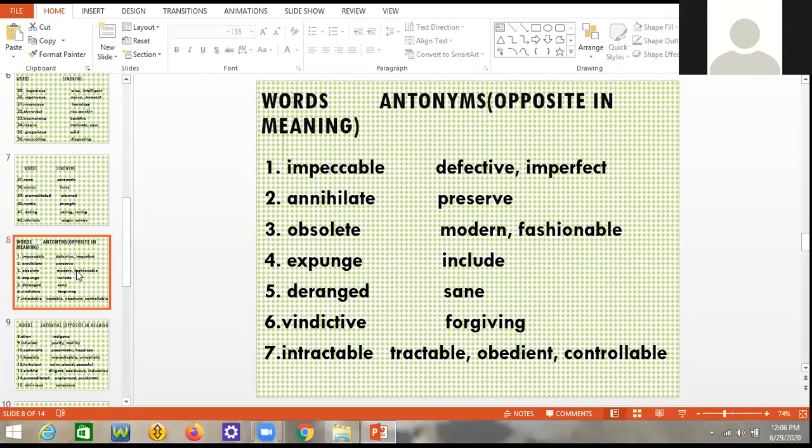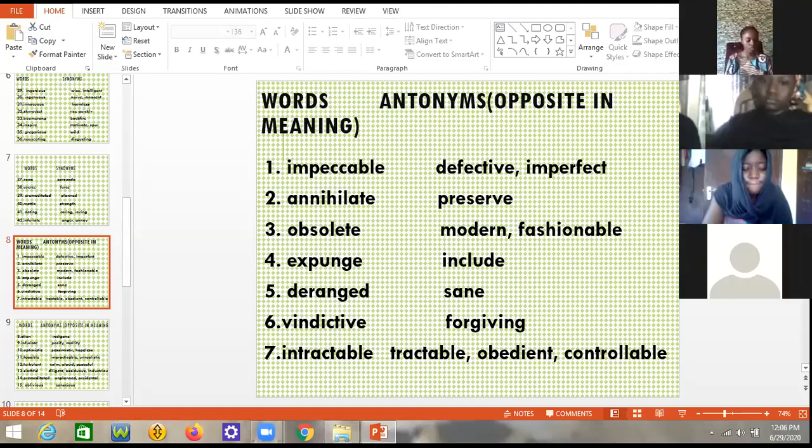So we have annihilate. The opposite of annihilate is now what? Preserve. If you annihilate, you destroy. So the opposite word for annihilate will be preserve. But for this one, you will need your dictionary to check the meanings, because we are looking at the opposites. Don't ask me the meaning. I am not your dictionary.